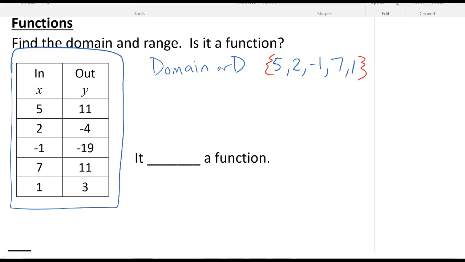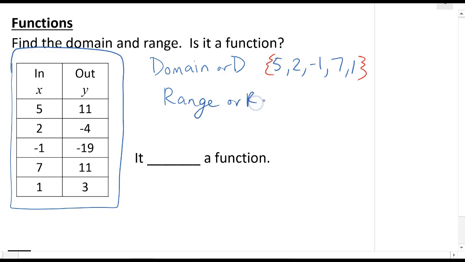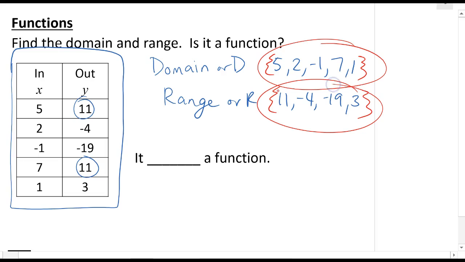And then for range, it's all our y values, or r. Okay, so that's going to be all the y values, 11, -4, -19. And if you notice, 11 repeats itself. You don't have to repeat a number. You can write it again, but it's not necessary. And again, surround that with your squiggly brackets, okay? And there's your answers for domain and range.